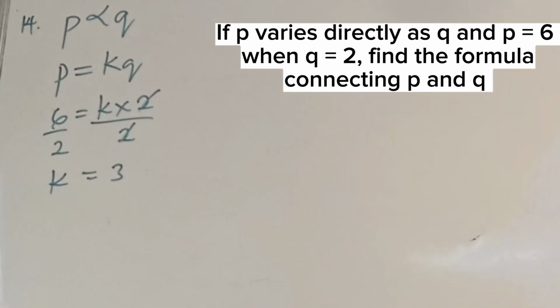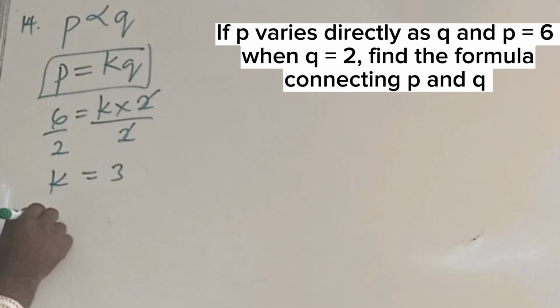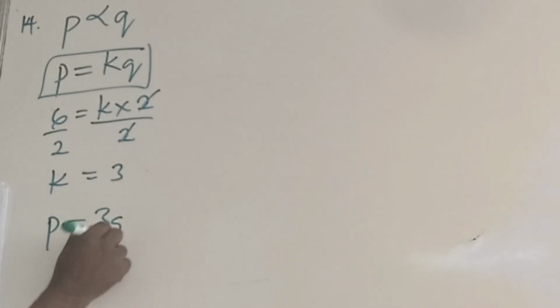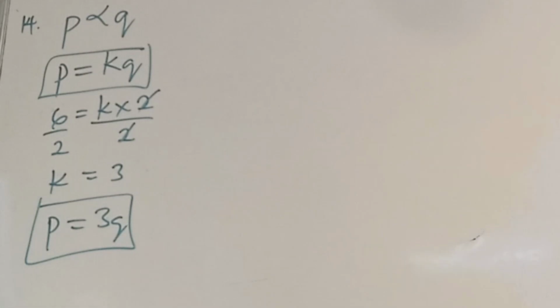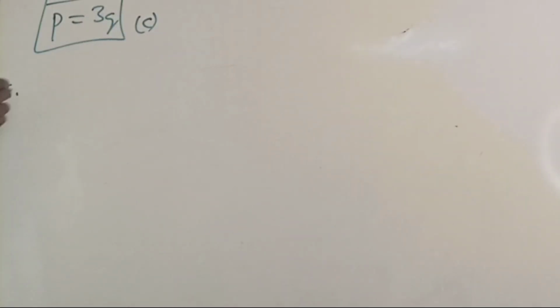That's not the final answer. You are going to replace the value of the constant in this equation. That means we are going to have P equals 3Q. This is the answer, and that's option C. So 15, we have solved the equation.